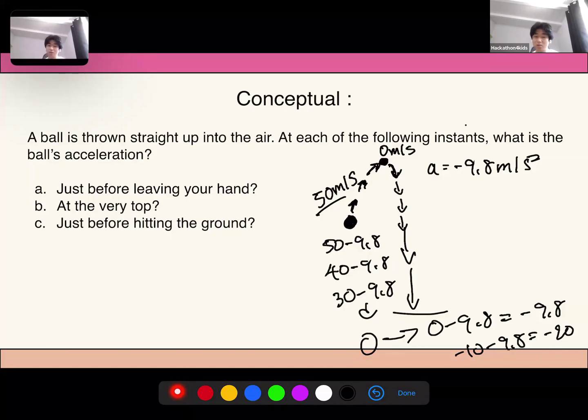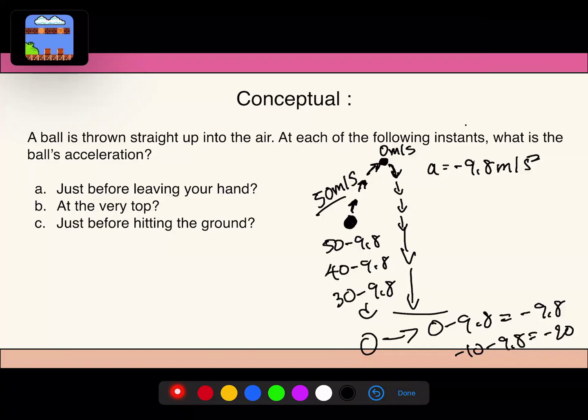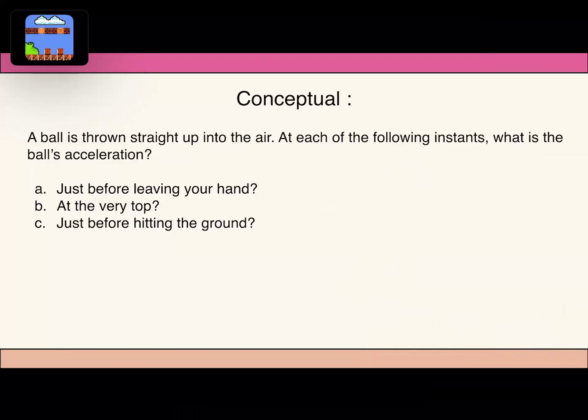So the acceleration towards the ground on the moon is actually going to be 1.6 meters per second squared, okay? So 9.8 is just for Earth. All right, let's move on then.